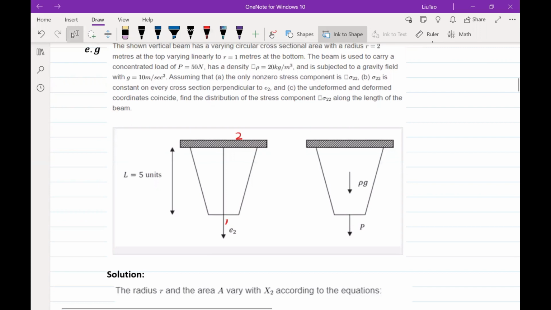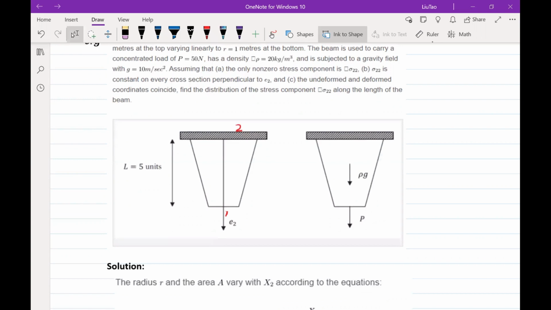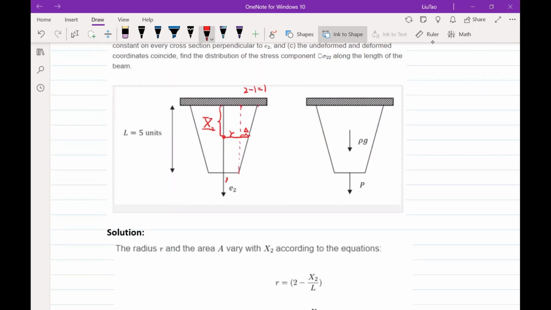As the cross-section area of this beam is changing, the first thing we need to find is the expression of the cross-section area with respect to the position. So for example, if we have a position here, which is x2, in order to find the cross-section, we need to find the radius first. So r, and we need a line here in order to find the radius. If we denote this part as delta, and we know this part is 2 minus 1, which is equal to 1.